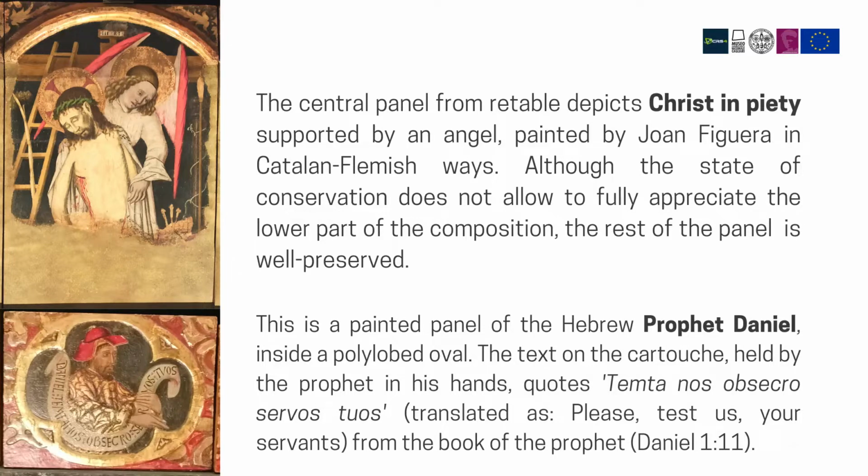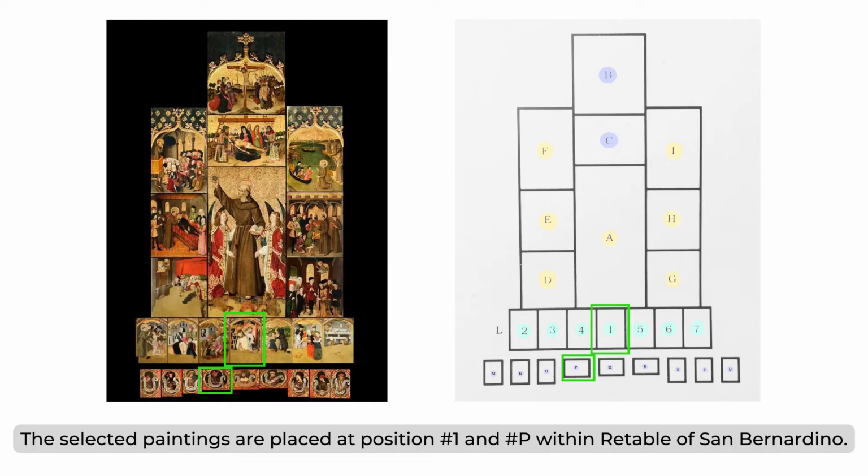The second is the painted panel of the Hebrew prophet Daniel inside a polylobed oval. The text on the cartouche, held by the prophet in his hands, quotes, "Tempta nos obsecro servos tuos," translated as, "Please test us, your servants," from the book of the prophet. The selected paintings are placed at position 1 and P within the retable of San Bernardino.